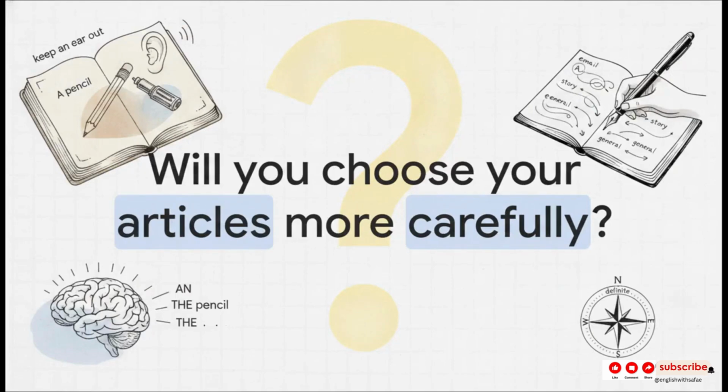So here's what it all comes down to. These tiny words entirely shape the exact meaning of our sentences. They're literally the difference between asking for any pencil and the pencil. Next time you're writing an email or telling a story to a friend, I want you to notice how your brain automatically filters through these rules. Are you being general or are you being definite?